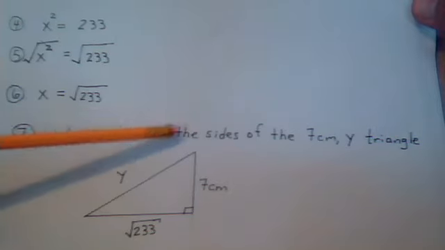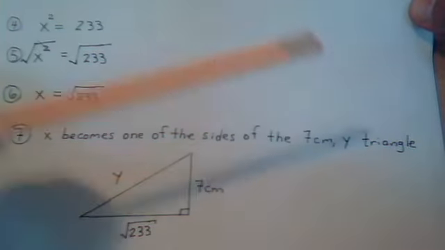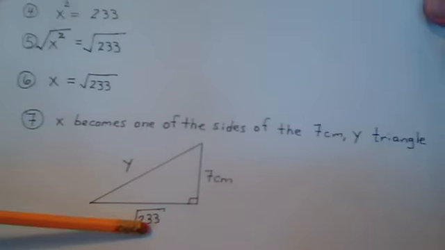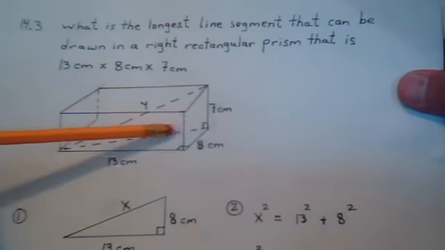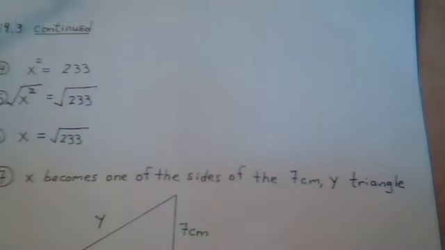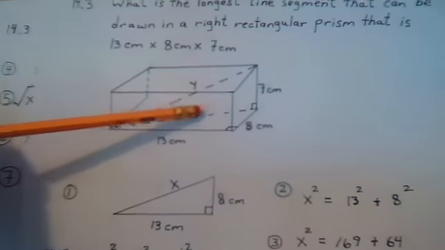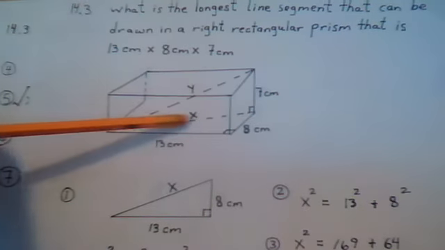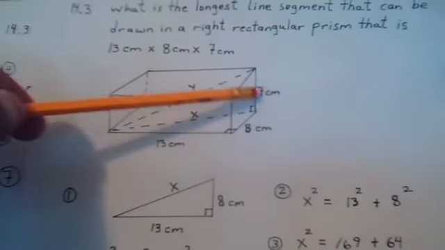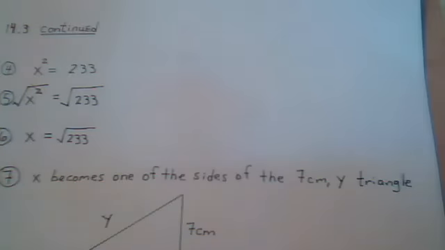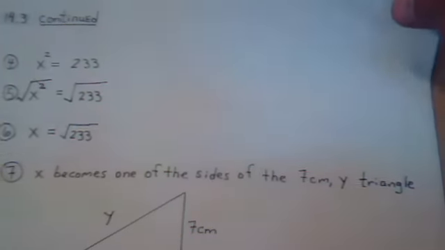So x becomes one of the sides of the 7 centimeter y triangle. So we found this side. The x, we already know what it is. It's the square root of 233. Now we have two sides. And we could use the Pythagorean theorem since it's a right triangle with two sides given, and we could find the y. So they're passing the information from one triangle to the other.